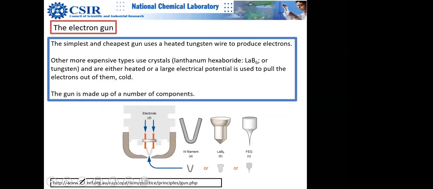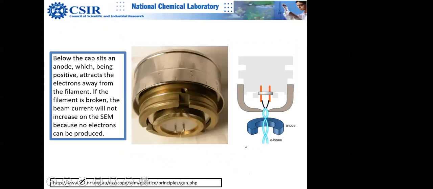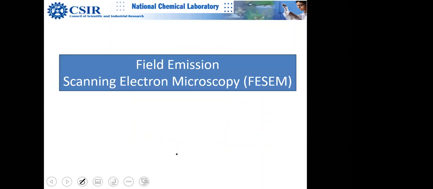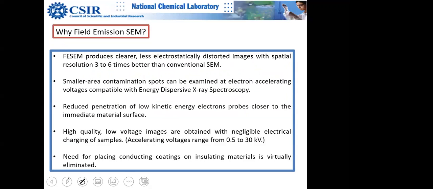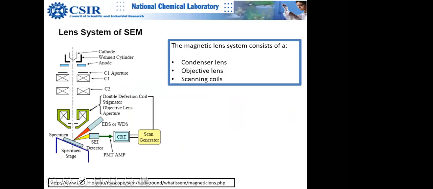There are different kinds of electron guns. I told you that you can take tungsten, you can take lanthanum hexaboride here, and you can take a field emission gun here. So this is your electron source. You can see this is a filament here. You heat this, and by Joule heating, you start getting a beam of electrons. In field emission, you get electrons which are pulled out by applying a field.